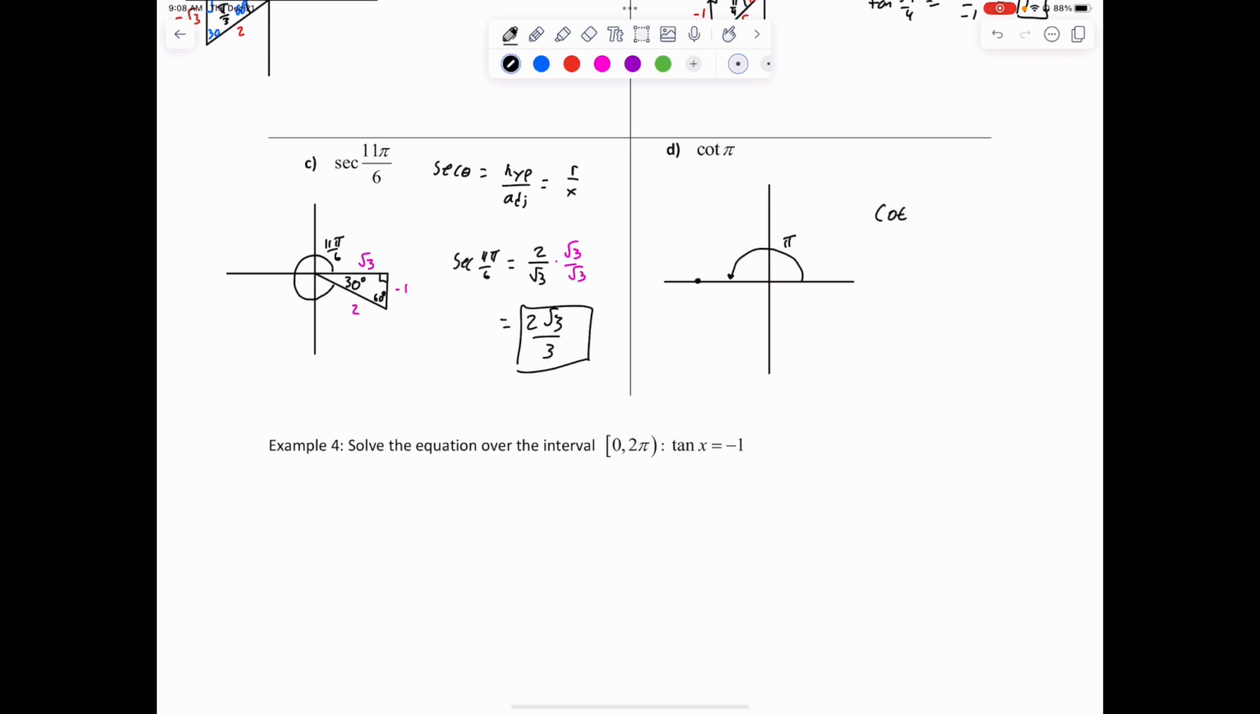So how does this work? Well, the cotangent of pi should be the reciprocal of tangent. So we should be looking at the adjacent over the opposite, which should be the x value over the y value. Now in this case, the x value can really be anything we want, anything along the x-axis. But the y value is specifically 0. And if we're dividing by 0, that is, of course, undefined.